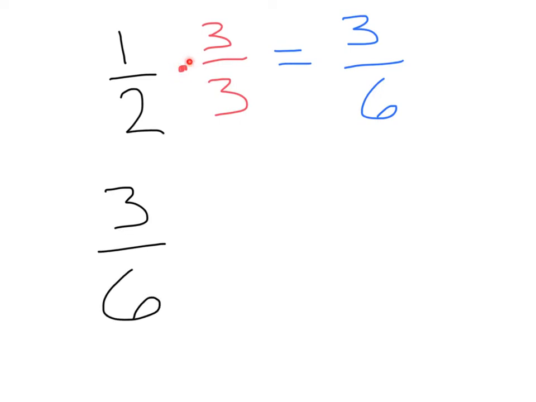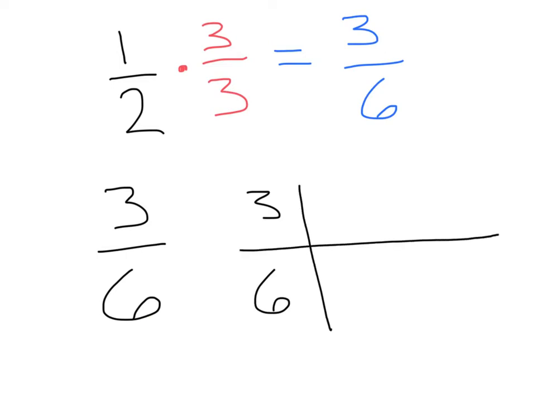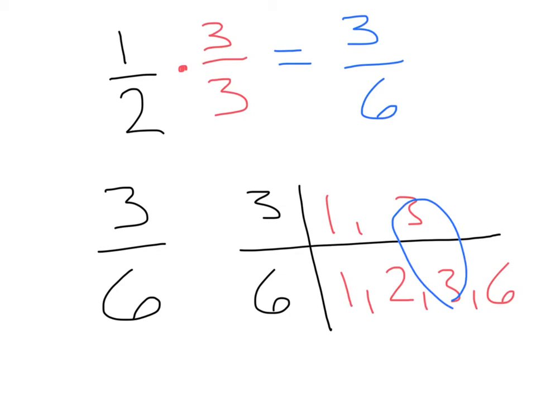Just like we can multiply the top and bottom, we can also divide the top and the bottom. So let's see what 3 and 6 have in common. Now this time, instead of writing out multiples, I'm going to write out factors. Now 1 and 3 multiply to give you 3, and then for 6 we have 1 and 6, and 2 and 3 multiply to give you 6. So I can divide top and bottom by anything that these have in common. In this case, we've got a 3 in common.